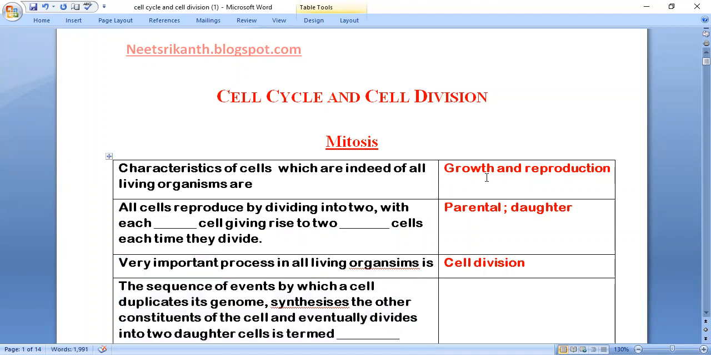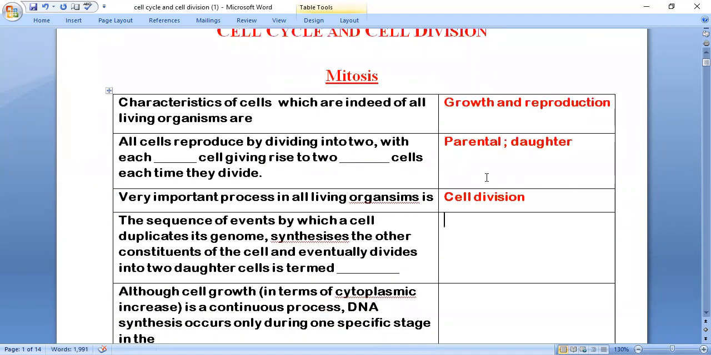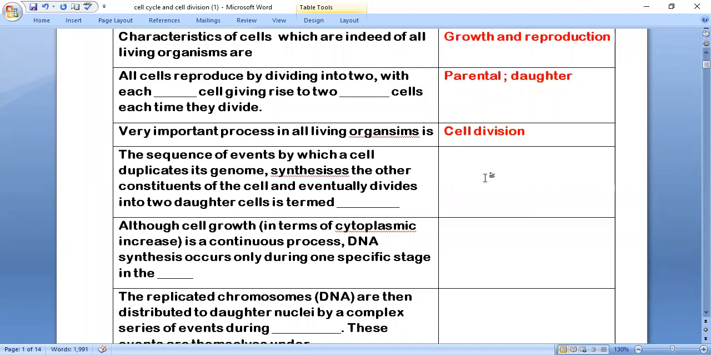The sequence of events by which a cell duplicates its genome, synthesizes the other constituents of the cell and eventually divides into two daughter cells is termed the cell cycle. Although cell growth in terms of cytoplasmic increase is a continuous process, DNA synthesis occurs only during one specific stage in the cell cycle.